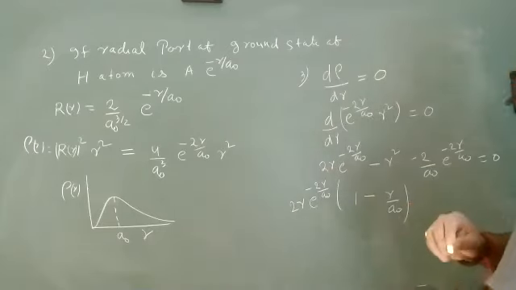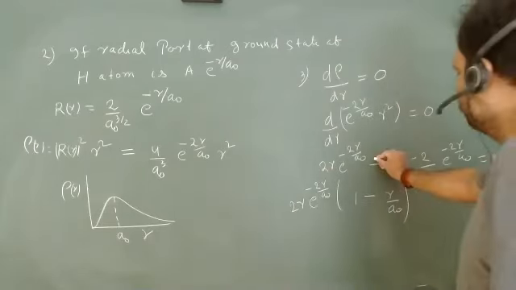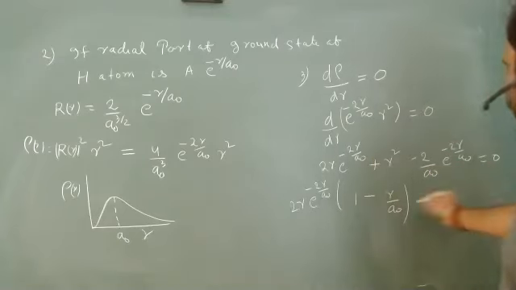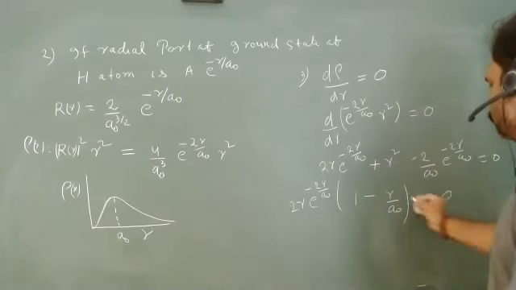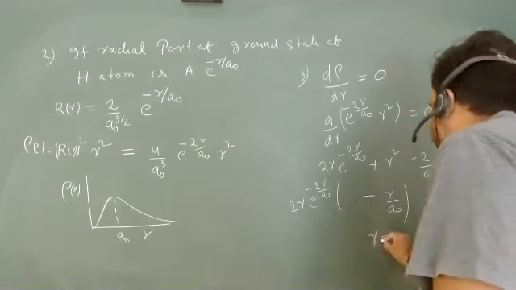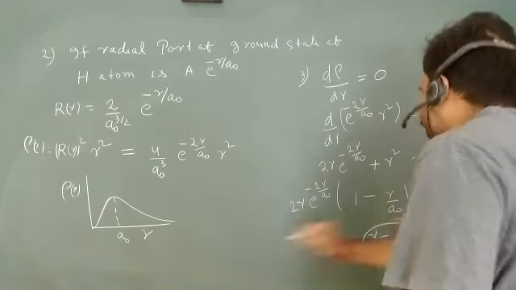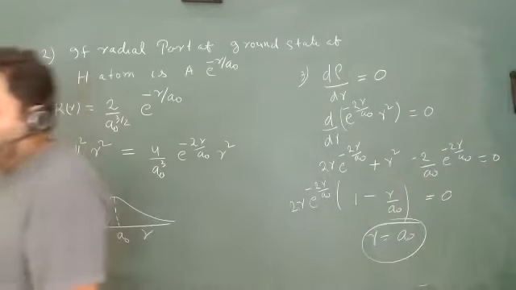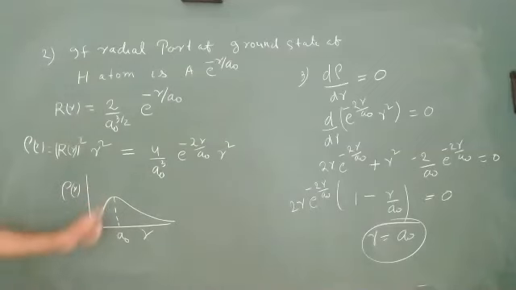So there will be a plus sign here, okay. So this will be equal to 0. So you can easily get r is equal to a naught. So this is the maximum probability. At r is equal to a naught, you have maximum probability.